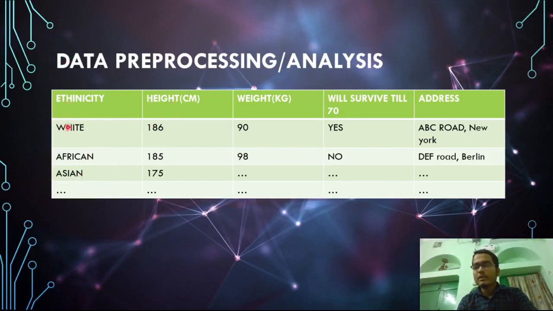So now you understand the ethnicity, height, weight, survive till 70 or not. Yes or no, it will not understand. So you can easily replace yes by 1 and no by 0. Now you see we don't have this column in the new data set, and we are having only numbers. In all the columns we are having only numerical values.